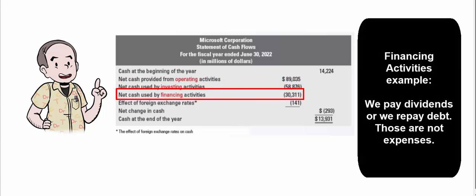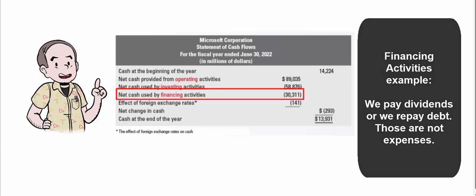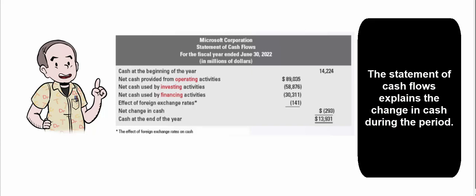Financing activity might be the payment of dividends or the repayment of previous debt. Those items don't show up on the income statement, so we would have less cash than you would think when you look at our net income. So the statement of cash flows explains to the outside world what happened to our cash balance over the course of the year.